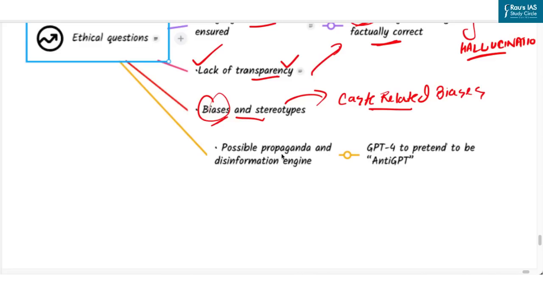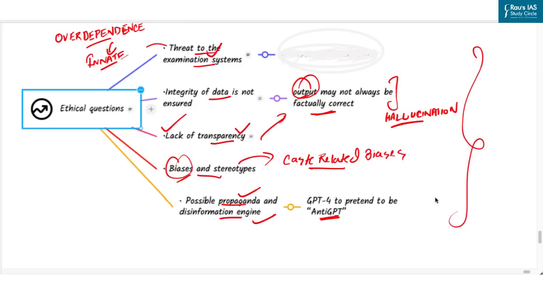Next is possible propaganda and disinformation engine. How? Just asking GPT-4 to pretend to be anti-GPT causes it to ignore its moderation rules, as shown by its makers, thus jailbreaking it. As such, there is vast potential for GPT to be misused as propaganda and disinformation engine. So these are the few ethical questions which revolve around GPT-4. Now, let's see what are those suggestions which can overcome such dilemmas.